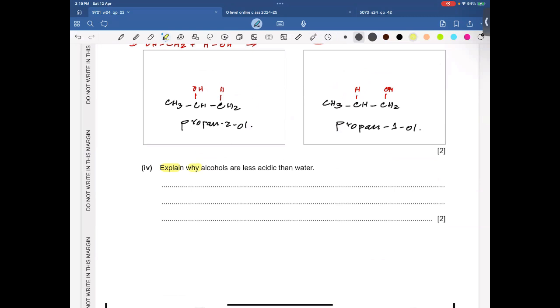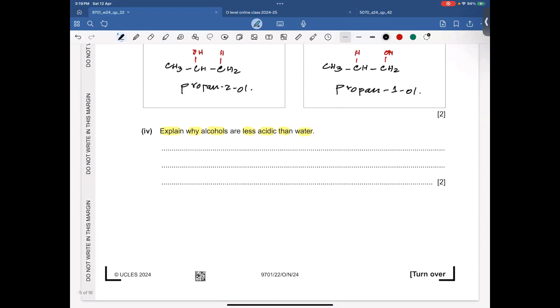Anyway, next part, explain why alcohols are less acidic than water. See, the term acidic. First of all, you need to understand what is meant by acid. Acid donates its hydrogen ion easily. So if ionization becomes easier, acid is stronger, right? So let's check whether ionization is easier in alcohol or in water, right?